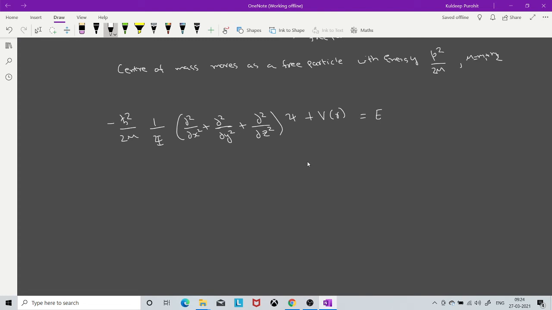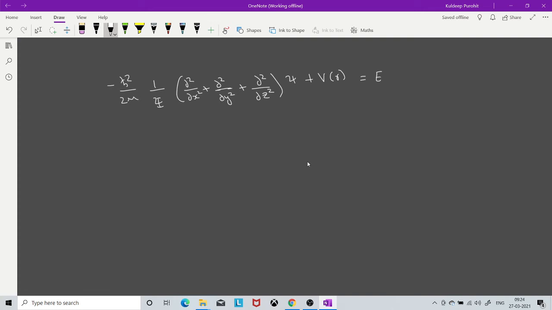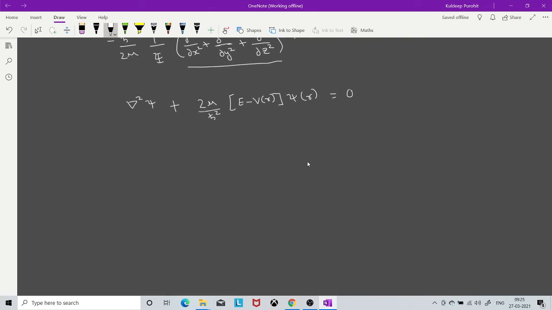So this is the term which is giving you information about the internal motion of the particle, and this can be written as, okay. So this is nothing but the Laplacian operator. So I can write this as the Laplacian operator ∇²ψ plus 2μ by ħ² into (E minus V(r)) into ψ(r) is equal to 0. Okay, so now I have this term with me, and I have to solve this term.